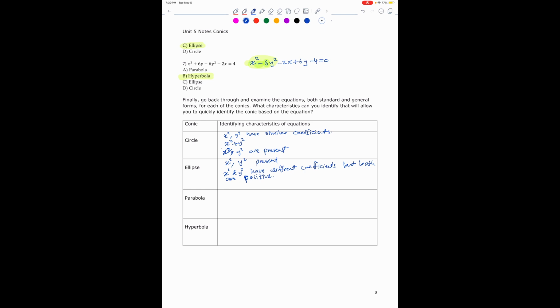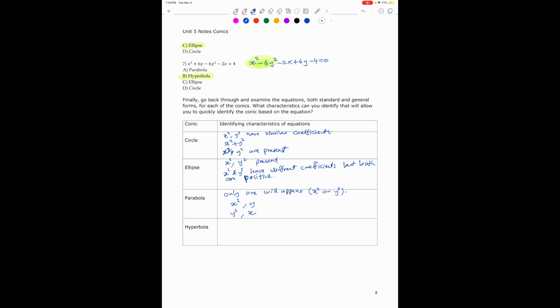A parabola, only one will appear. That means either you're going to see x squared or y squared, not both of them together. And that is probably the main difference between the parabola and the rest of the conic shapes, because the hyperbola will have both x squared and y squared present. So if you see, let's say, x squared and then you have a y with that, that is a parabola. If you see y squared and an x with that, then that is a parabola as well.